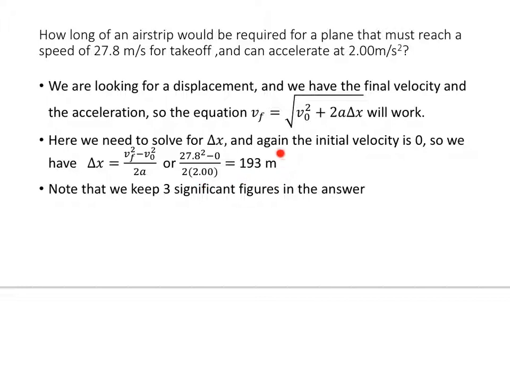or 193 meters. And if you work through those units, again, you will find that the units indeed do come out to be meters, since you've got meters squared over seconds squared in the velocity, and then you're dividing that by meters per second squared. Again, we keep 3 significant figures in the answer because both of these quantities have 3 significant figures.